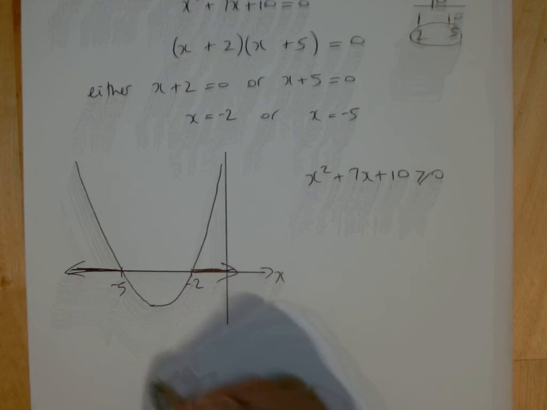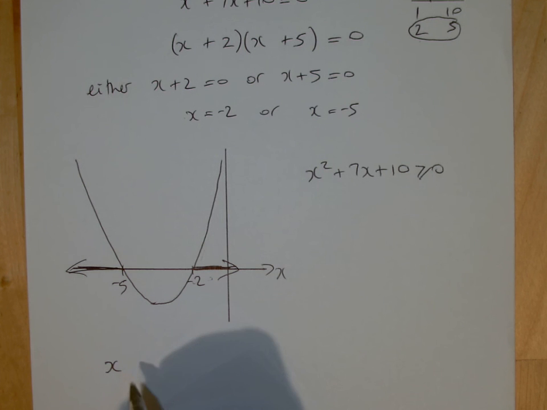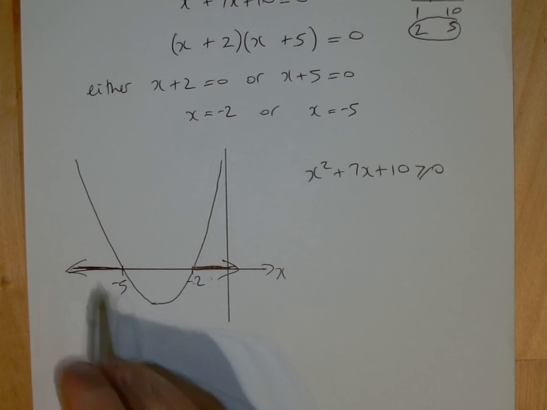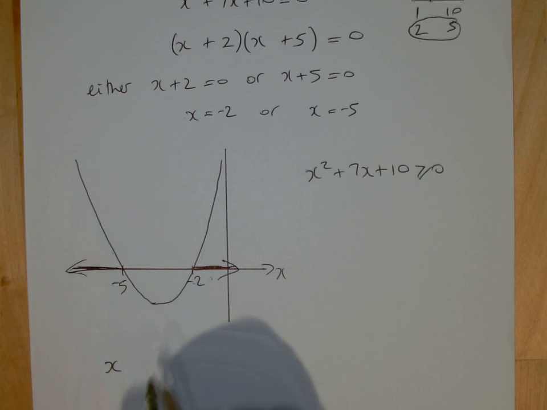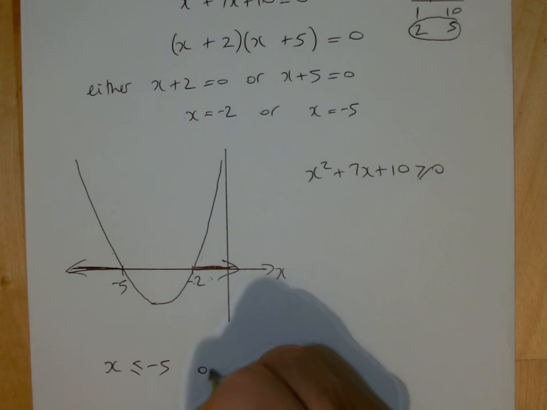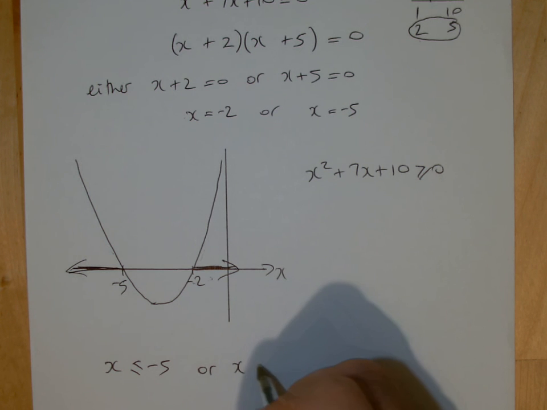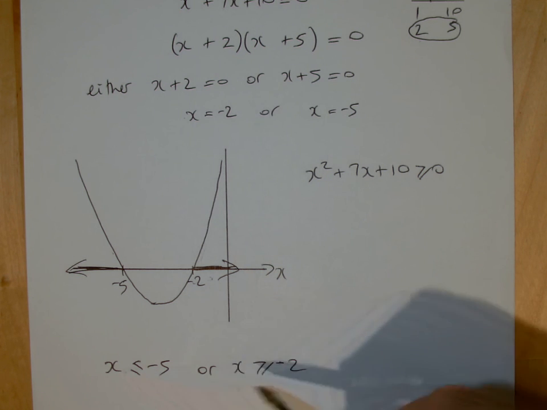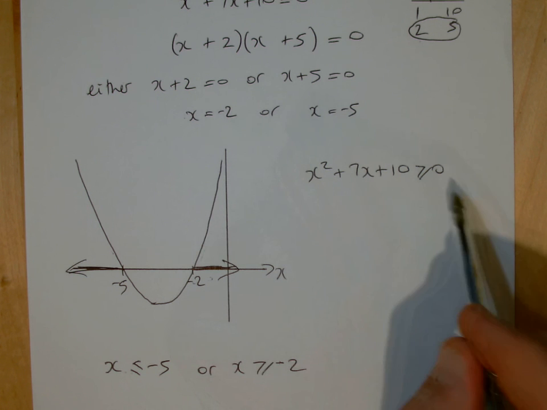So in terms of our answer, x could equal minus 5 or less, and it would produce positive values for that curve. So we could say x has got to be less than or equal to minus 5, or x could be greater than or equal to minus 2. If x is in either one of these ranges, then it satisfies this inequality.